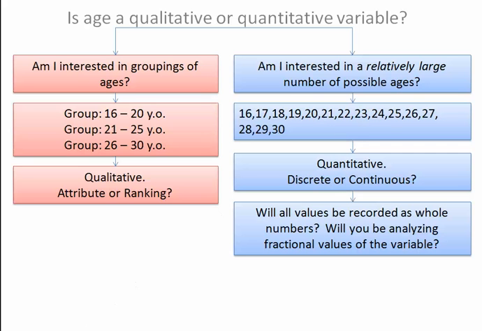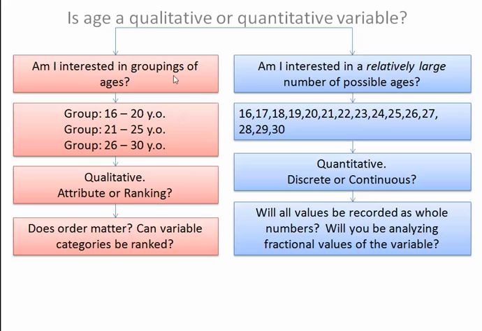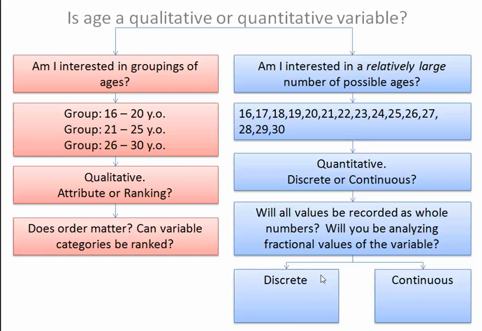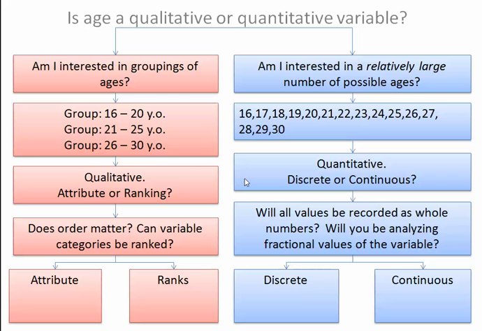a quantitative discrete variable. Looking back at the categorical or qualitative variable questioning process, I might ask myself, does order actually matter? Can the variable categories actually be ranked? In the case here, yes, they can be ranked from youngest to oldest, and ranking is relatively important to my analysis. So this is an example of a qualitative ranking of age. So we have this process where we have to ask ourselves two sets of questions. We have a first tier level, and then we have another tier.